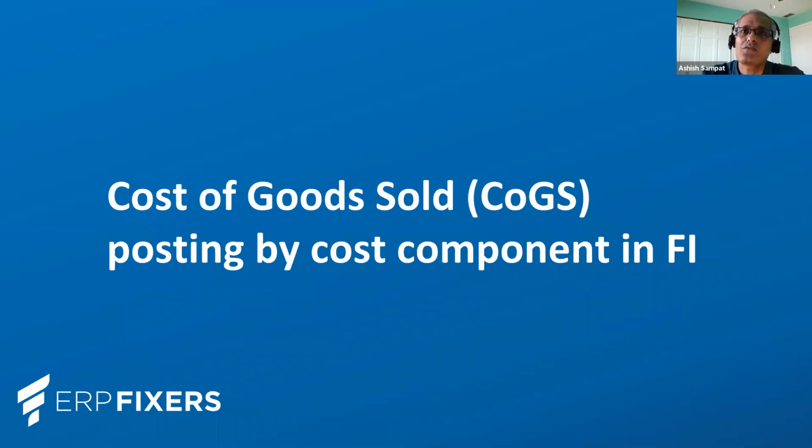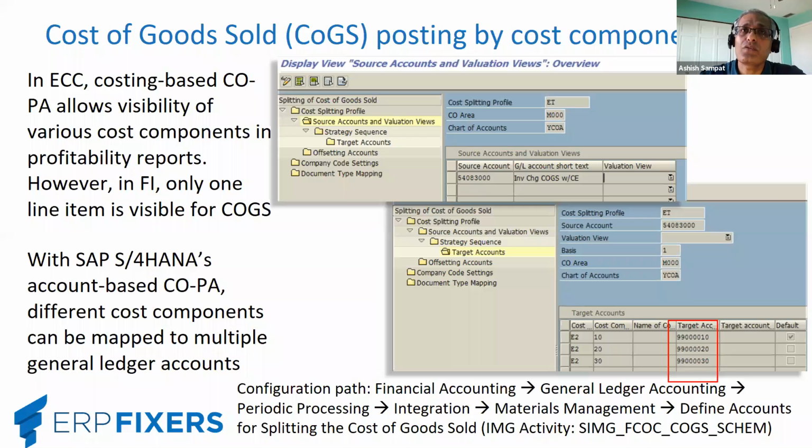However, what happens is the accounting entry in financial accounting goes to only one account, saying that this is the cost of goods sold account, but it does not tell us the breakdown of the cost components. And this is one reason why a lot of clients have used costing based COPA, where you can post the difference or post the details or breakdown of cost components in COPA. With this feature, you can post that breakdown in FI, and this feature is available with S4 HANA. Of course, it is optional. You don't have to use it.